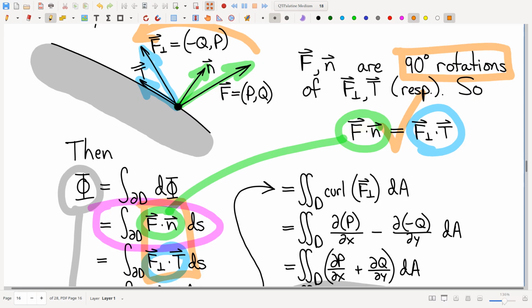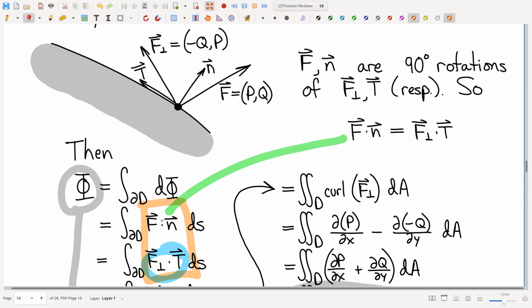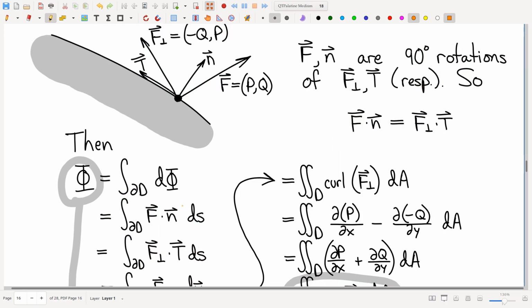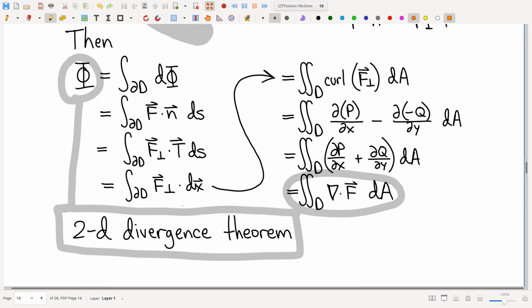Everybody on board? It's a slick move. I wish I thought of it. I didn't. Somebody showed me this. Super cool.